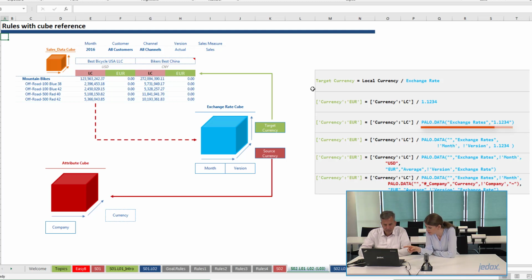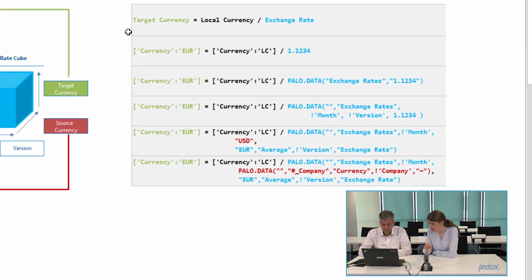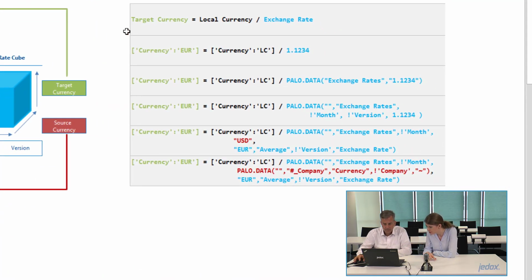Okay, wait, let me back up a little. This first thing just explains what we are looking for. The second one: I've defined the target currency I want to see in euros, and then it's going to be the local currency divided by, and here this is just a theoretical fixed exchange rate. Correct. And we want to replace this fixed exchange rate now with a dynamic exchange rate. So the next one is to use Palo data in our rule to go to the exchange rate cube and find this little value. So there's definitely a cube behind it.